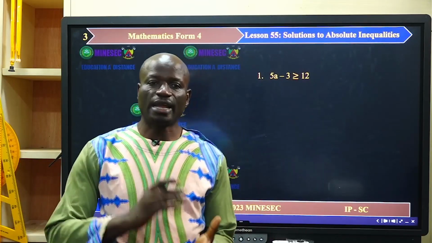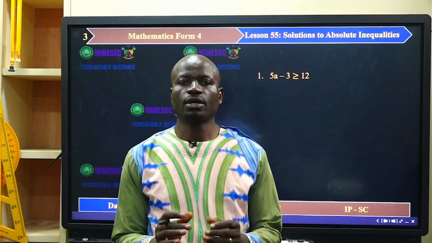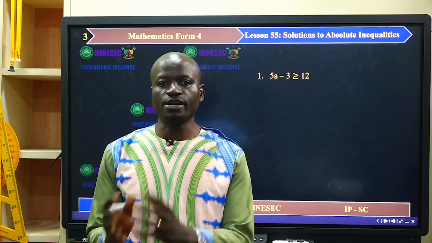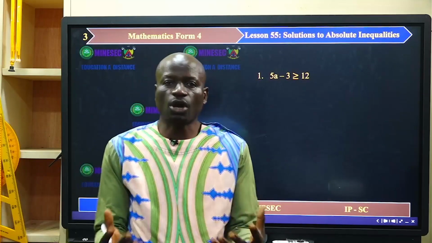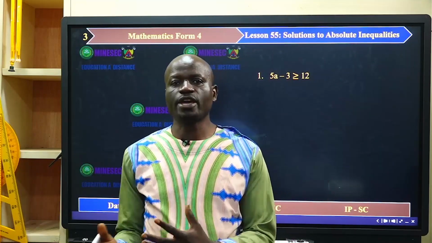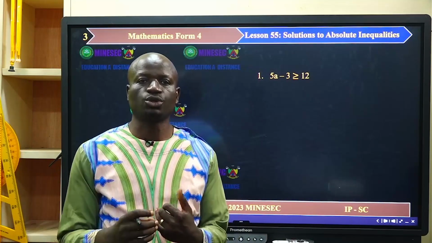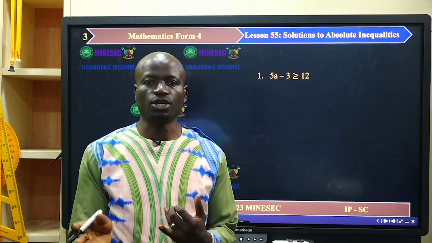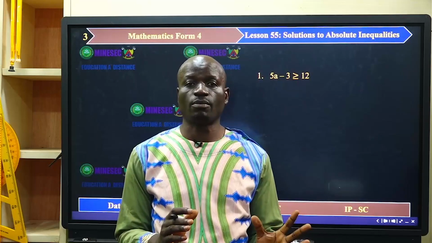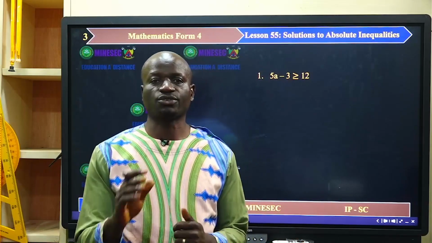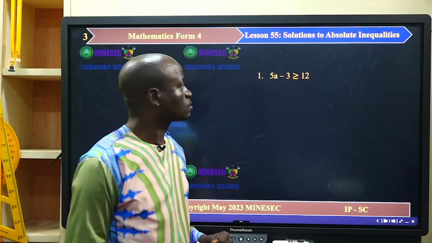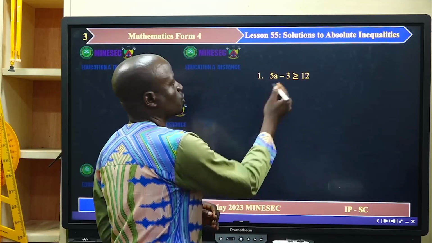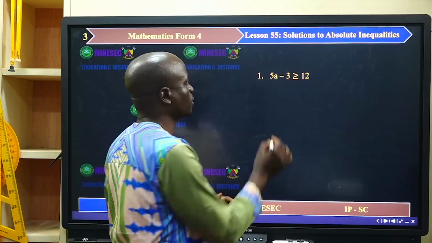Last time, in the last lesson, we said that when we are solving a linear inequality, we simply solve it as if it were a linear equation, except that we take note of the fact that if we multiply or divide both sides of the inequality by a negative number, the inequality sign is reversed or is changed. So in this case, we can add 3 to both sides.